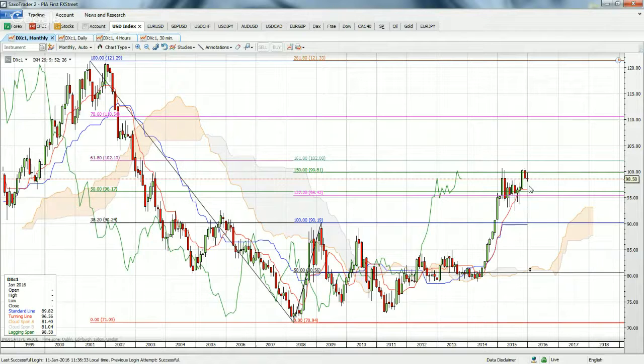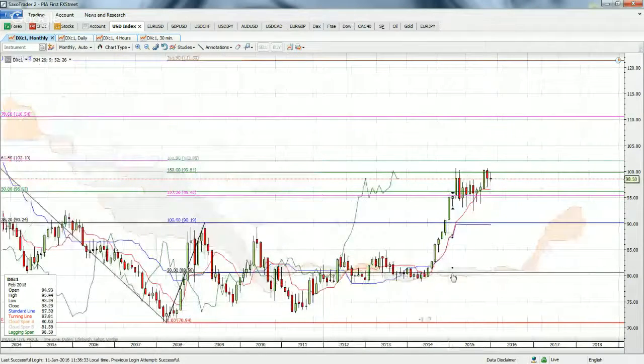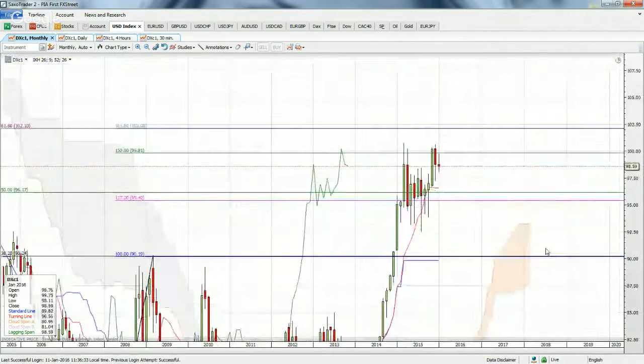previous candle. So we can see here, last month, we did move lower, spike lower. Let's just zoom in a bit, because I know the charts aren't fantastic.